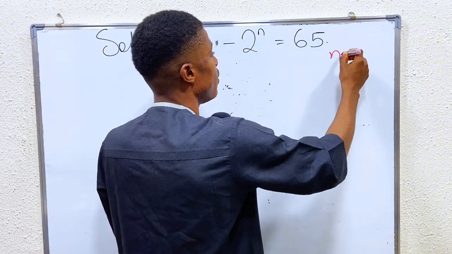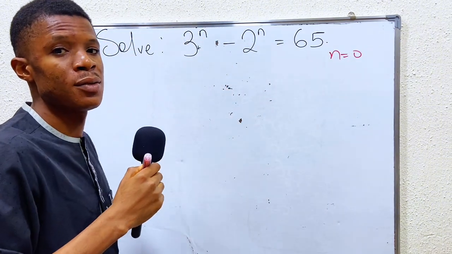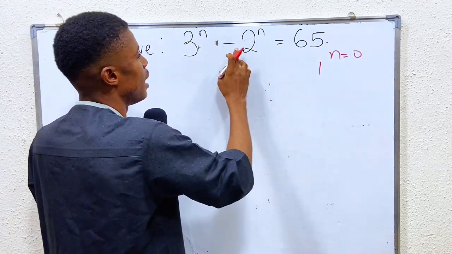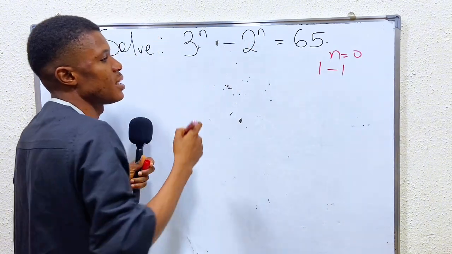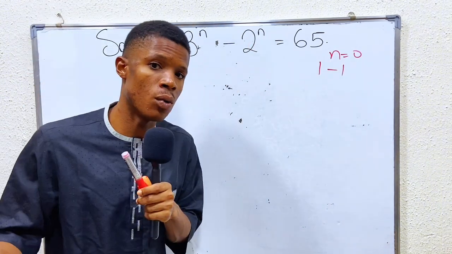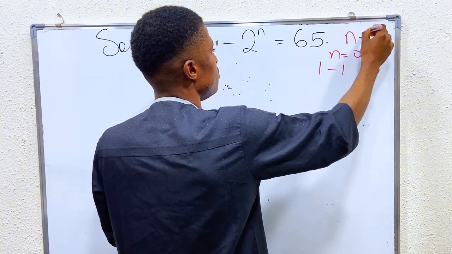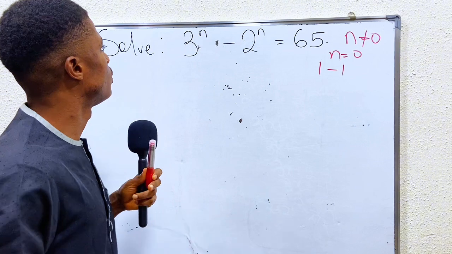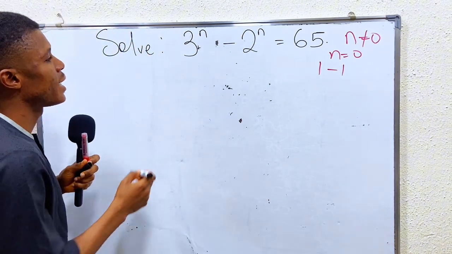Because whenever we allow n to be 0, we are having 3 power 0, and you know anything raised to power 0 is 1. That will now give us 3 power 0 is 1, 2 power 0 is what? Also 1. So at the end, the left-hand side gives us 0, which is not what we want. So we won't choose it. So we take that n must not be equal to 0. Okay?